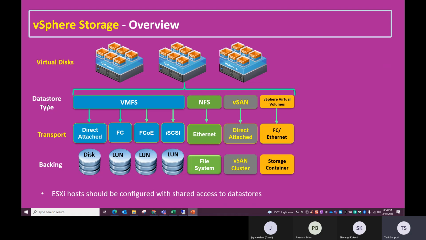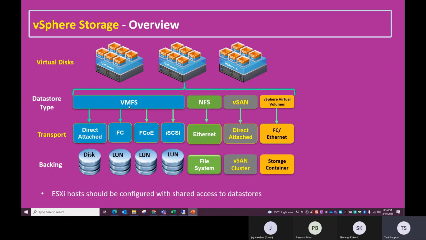To store the virtual disk, we need some data store type. You can store on VMFS, you can store on NFS, or on vSAN, virtual SAN, or on vSphere virtual volumes. The reason we mention vSphere virtual volumes is that third party tools also support virtual volumes, but when we configure at the vSphere level, that is considered vSphere virtual volumes only. It does not belong to the third party virtual volumes. So the second row is the data store type, and we know we have four types of data store.